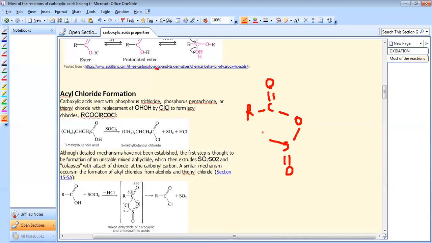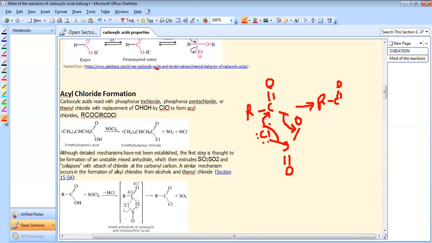Again, this chlorine has 3 lone pairs of electrons, and when one of the lone pairs is donated to the electron deficient carbon, that facilitates the shifting of this bond. So this bond is completely shifted, and this bond is completely shifted. Thereby we get RC double bond O.